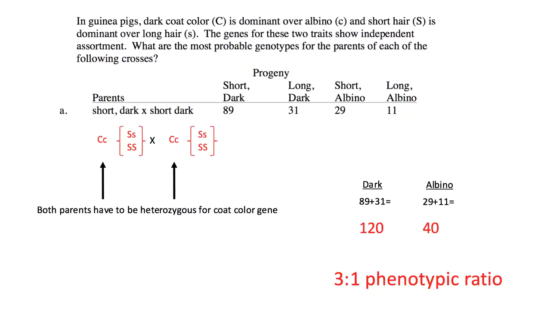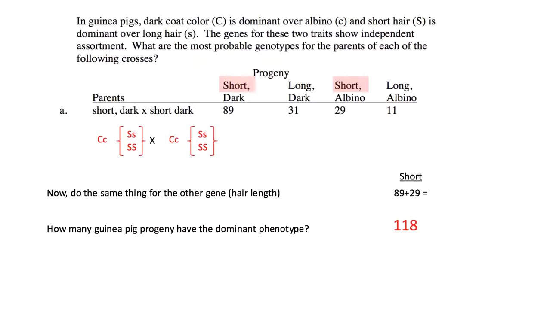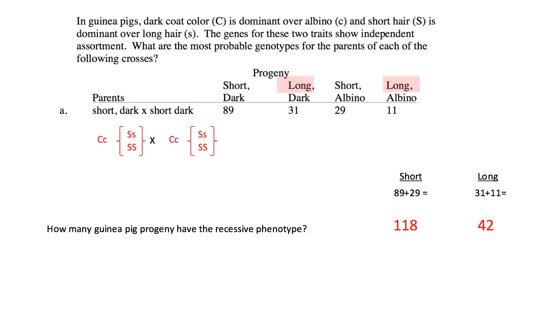Now, do the exact same thing for the other gene, the hair length gene. Remember to look at just the hair length phenotypes separately. First, ask yourself, how many progeny have the dominant phenotype of short hair length? The answer is 89 plus 29, or 118. How many progeny have the recessive phenotype of long hair? The answer is 31 plus 11, or 42 guinea pigs.